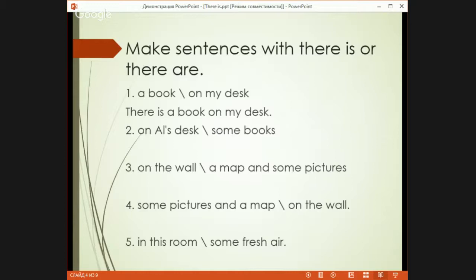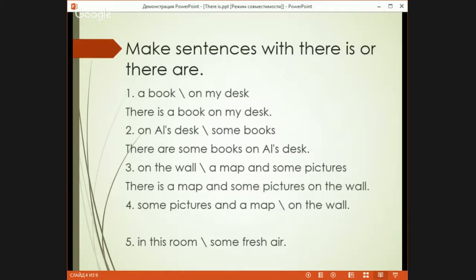This is a place, and then we have some books. So we need to change their places. There are some books on the desk. The next one, please pay attention that the word map is singular, and then we have some pictures. That's why we need to write there is a map, singular noun, and some pictures. It doesn't matter what we use after that, on the wall.